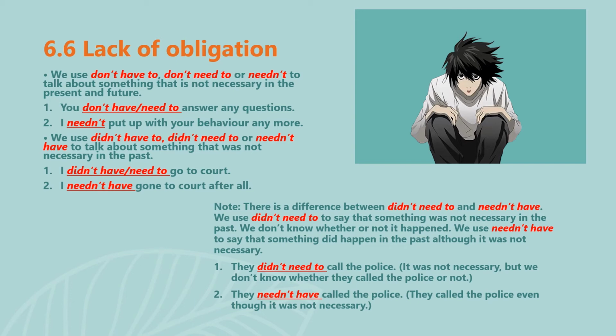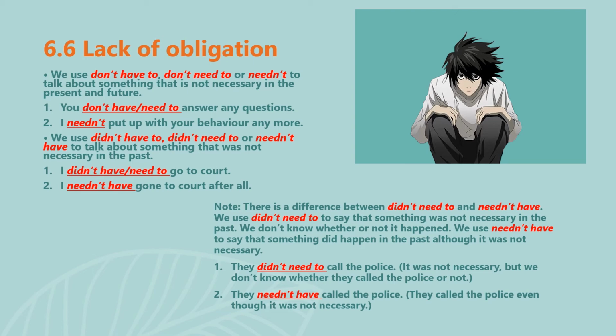Next one, the explanation here, we use didn't have to, didn't need to, or needn't have to talk about something that was not necessary in the past. Okay, remember, don't and need and needn't are present and future, but we have didn't, meaning it is for the past. So, I didn't have to go to court. I didn't need to go to court. Okay, saya tak perlu pergi ke mahkamah sebab saya bukan tertuduh. Mungkin saya witness or something. The one that is not being called to court.